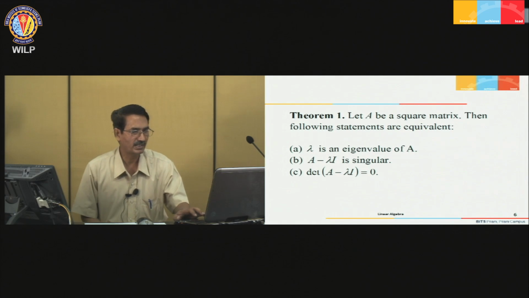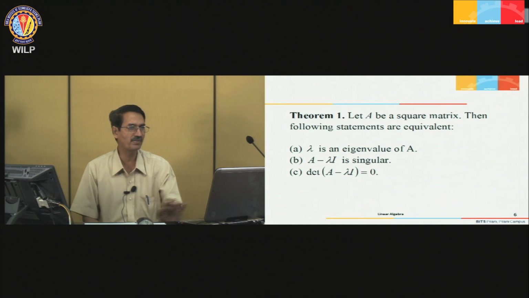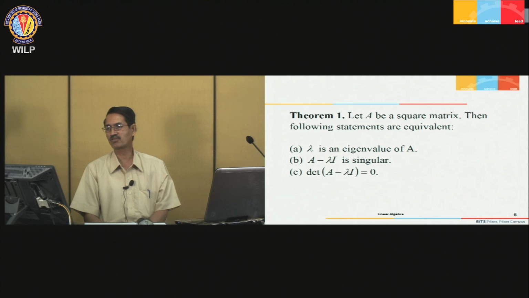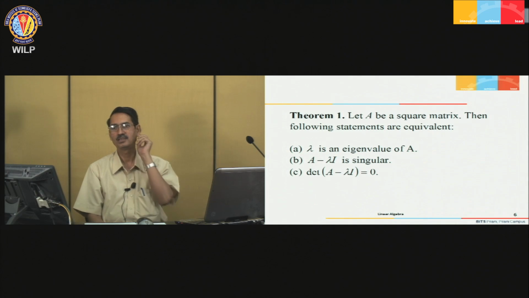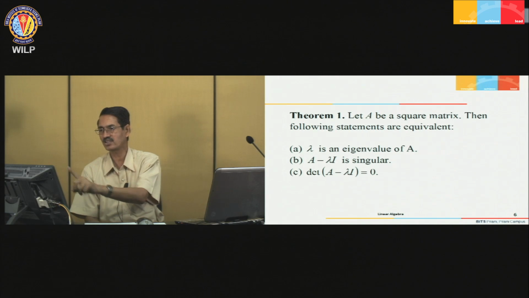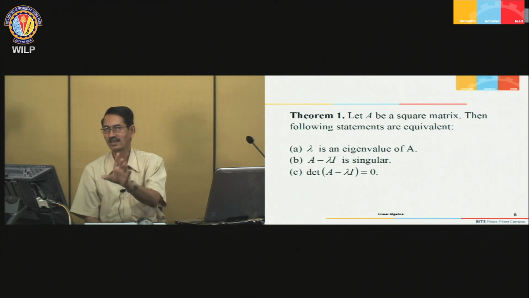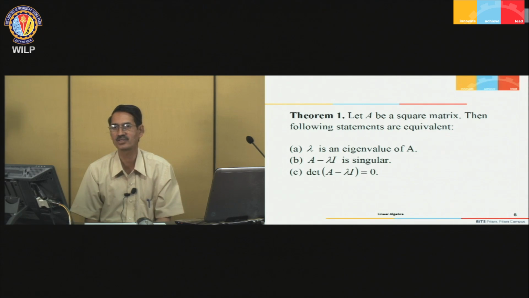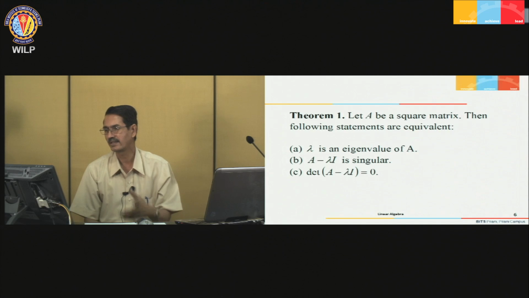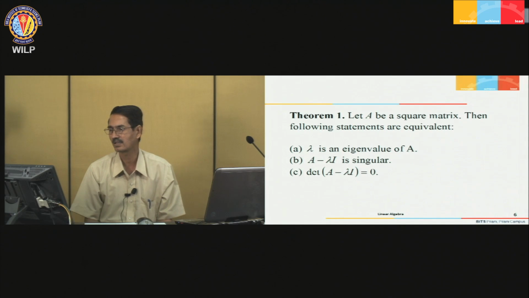Look at this result, it is very important and it is used, and it is trivial in fact. Suppose A is a square matrix, then these 3 statements are equivalent. What is the meaning of these 3 statements being equivalent? Lambda is an eigenvalue of A if and only if A minus lambda I is singular, if and only if the determinant of A minus lambda I is equal to 0.